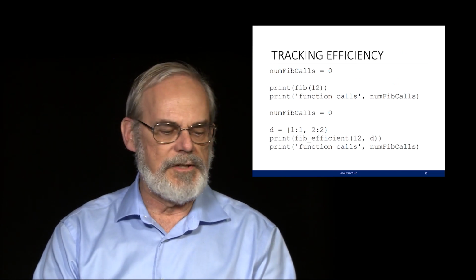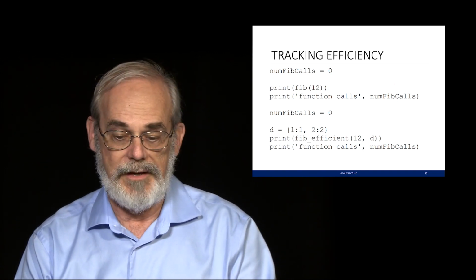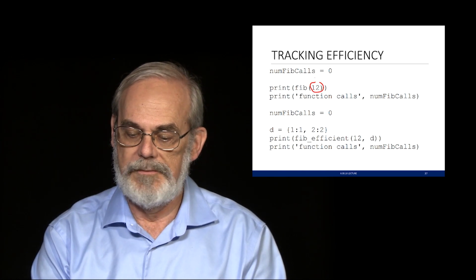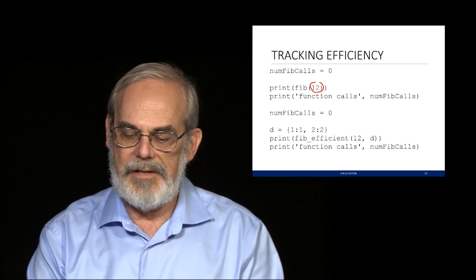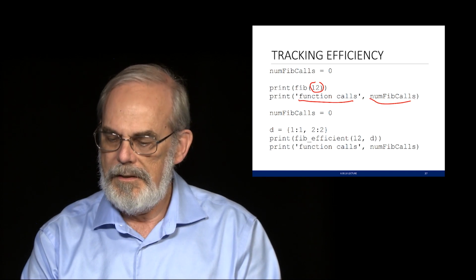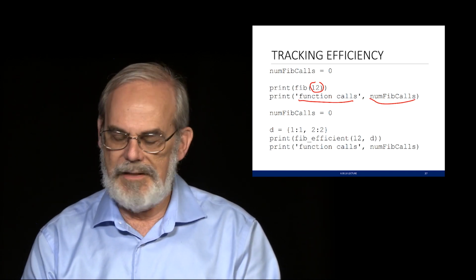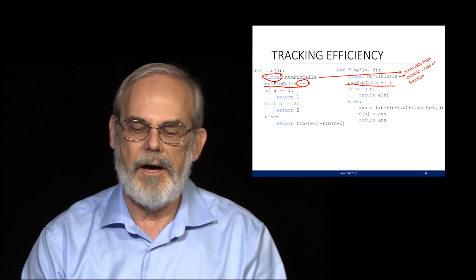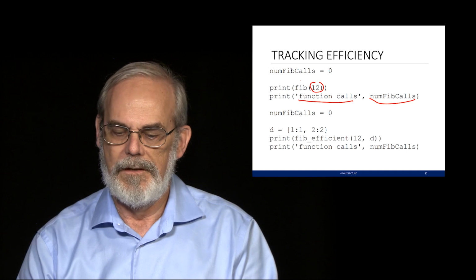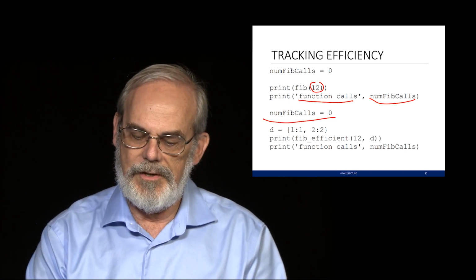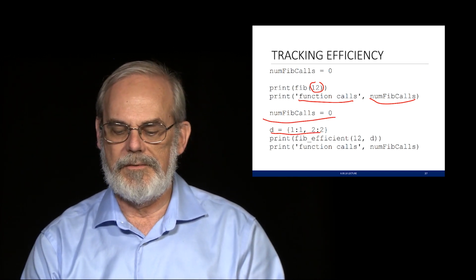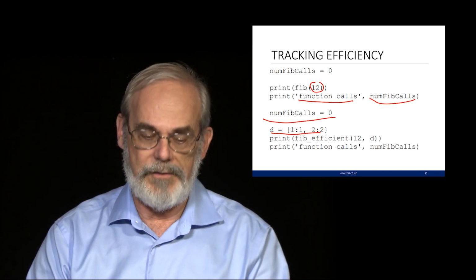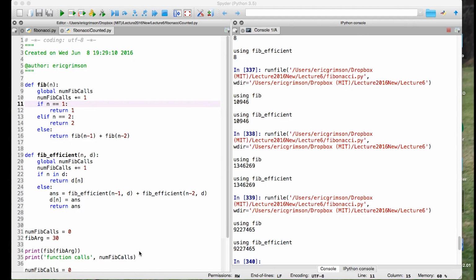I'm going to need to initialize that global variable outside. I'm going to set it to 0. And then what I'm going to do, for example, is call fib on an argument like 12, and then print out a string and the number of times I called that function. Because inside that function, and I'm going to go back to that previous slide for a second, it's going to update that variable each time I call it. I'll then reinitialize it to 0. I'll set up my dictionary, and I'll do the same thing with fib efficient. And it's going to give me a chance to measure how different these two functions are in terms of how many times they are called.